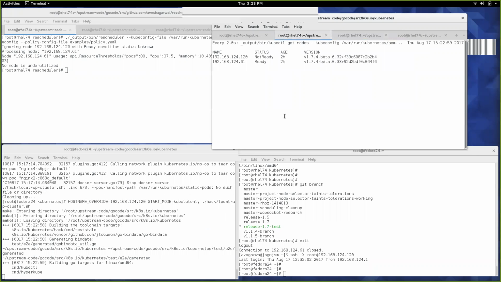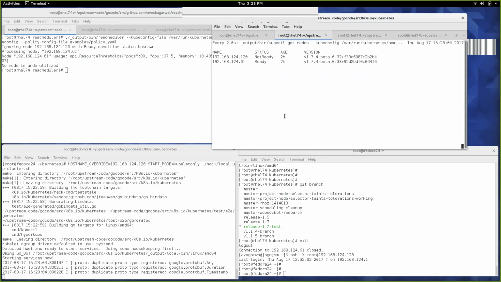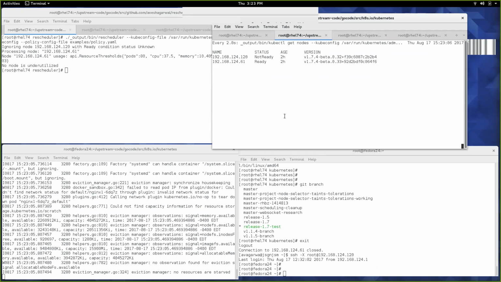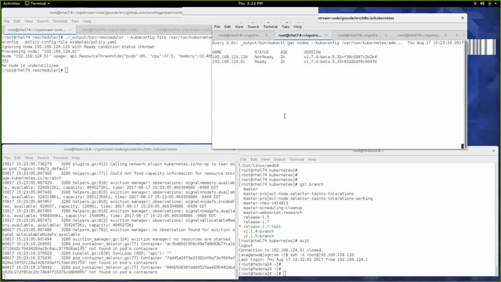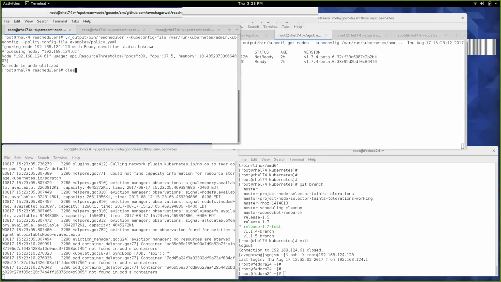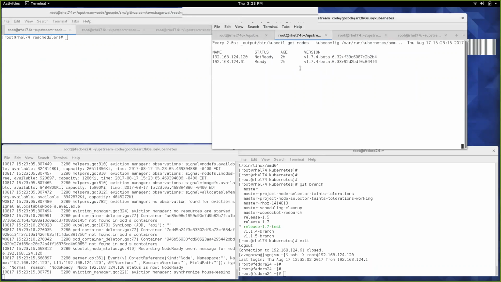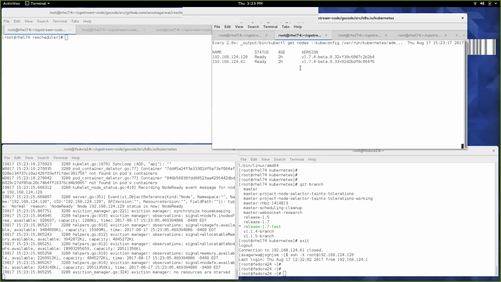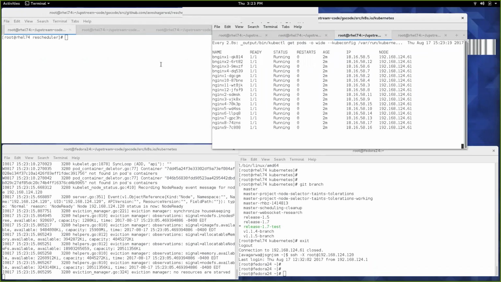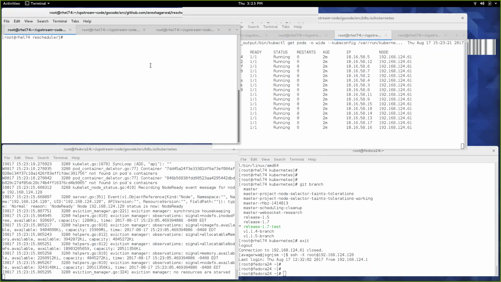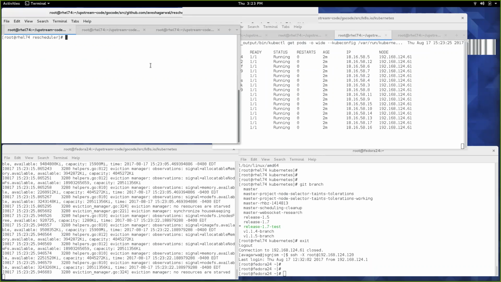Let's see it becomes ready, because the rescheduler does not consider any node that is not ready. So once it becomes ready, I'll run this again. Now this node is ready, and we will see what happens. First I'll show you what happens with the default thresholds I have, then I'll tune those thresholds a little bit to see how that impacts.